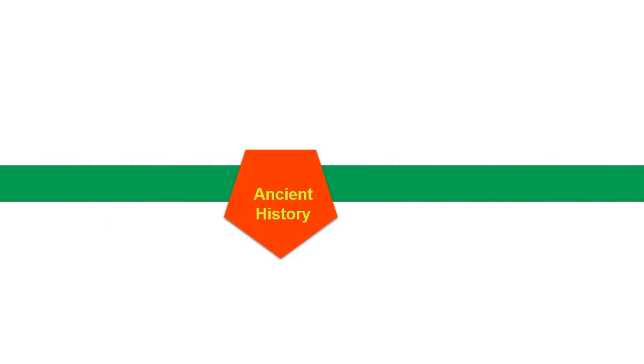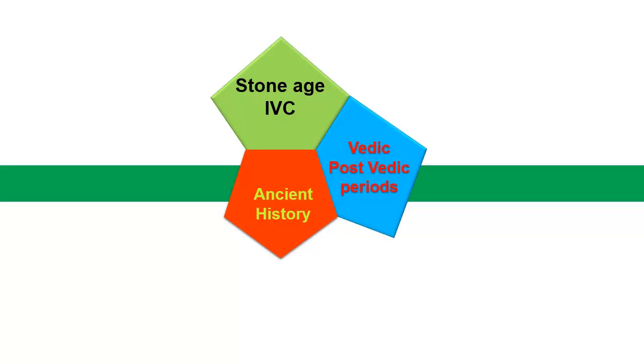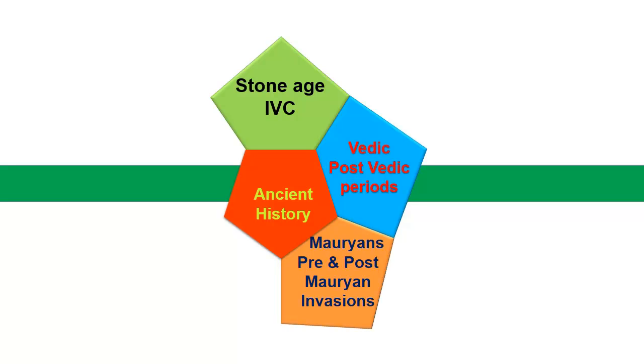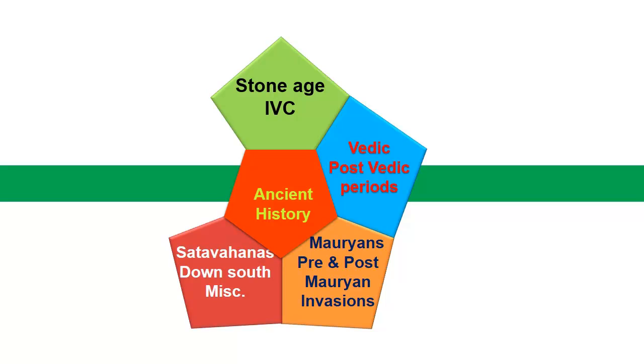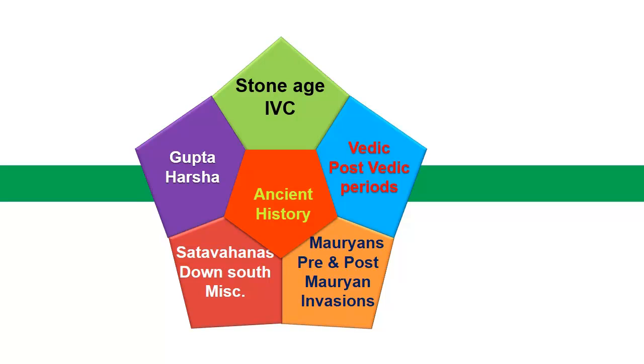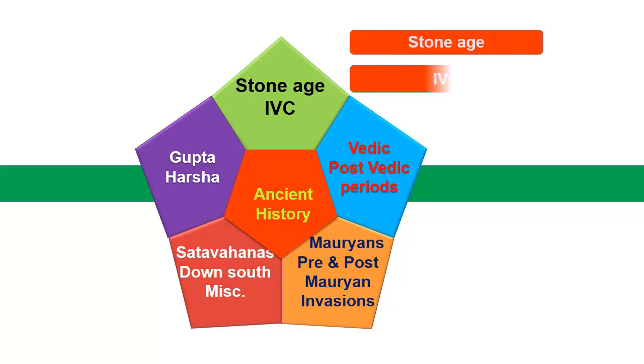Let's start with ancient history. I divide this module into 5 parts: Stone Age and Indus Valley Civilization, Vedic period and post-Vedic period, Mauryan, pre-Mauryan as well as post-Mauryan invasions, Satavahanas, South India and miscellaneous kingdoms, Gupta and Harsha. I divide the first part into 2 subparts: Stone Age and Indus Valley Civilization. This video is about Stone Age.